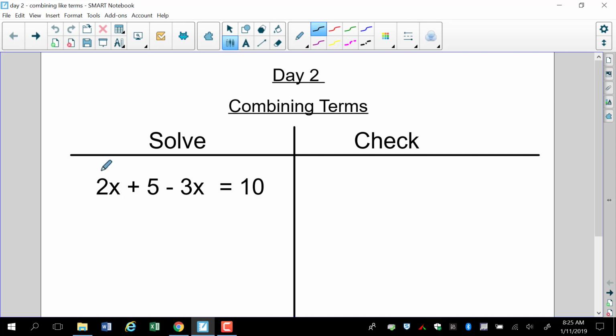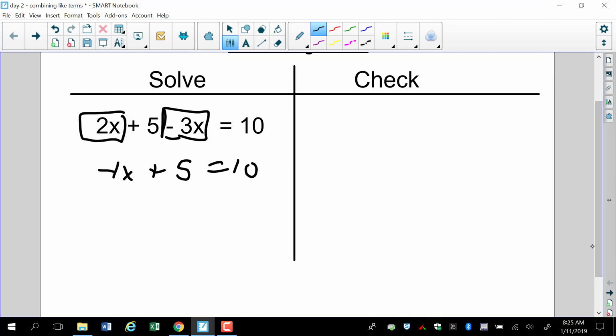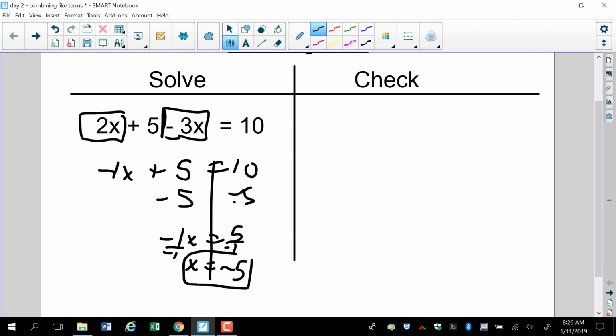So with combining terms, what we're trying to do is find like terms. In here we have the 2x and 3x, which are alike. They both have an x term. We're going to combine them, and 2 and -3 on the same side is going to be -1x. And now we just have a two-step equation where we do the opposite, the inverse operations. -5, so we get -1x equals 5. Divide by -1, and x is -5.